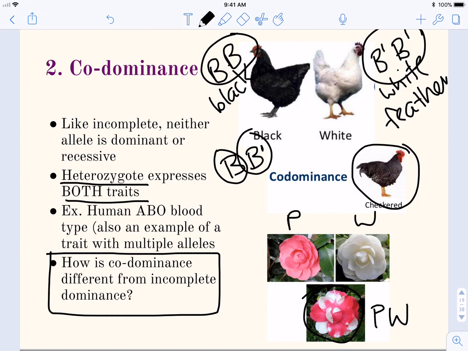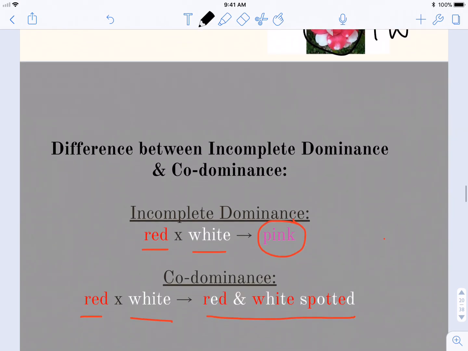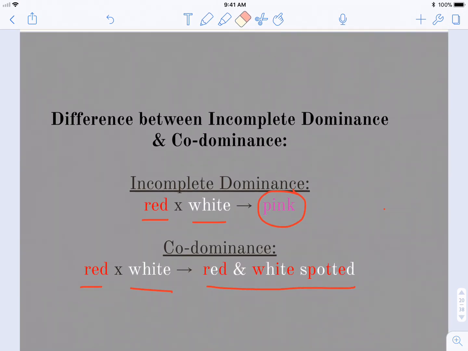But codominance and incomplete dominance happen in different types of plants, different types of animals. We see it in humans. And one way, oops, sorry, I forgot to delete that. I'll do it with you guys.